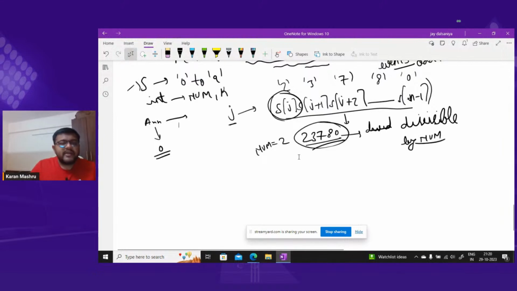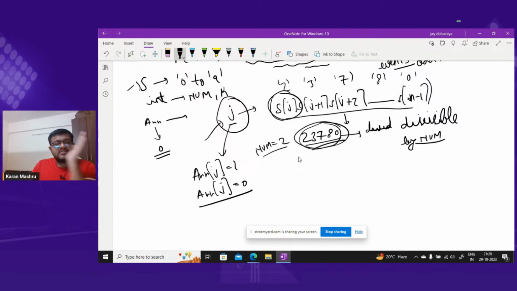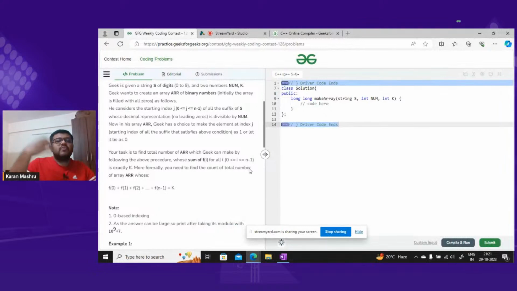So for all the indexes j where the suffix of the string, in its decimal representation, is divisible by num, the geek has a choice whether to make ARR of j equal to 1 or let it be 0, which was initially 0. It has two choices. For all the indexes where the suffix is not divisible by num, there is no choice, they will remain 0 only. So this is the way to create the array ARR.